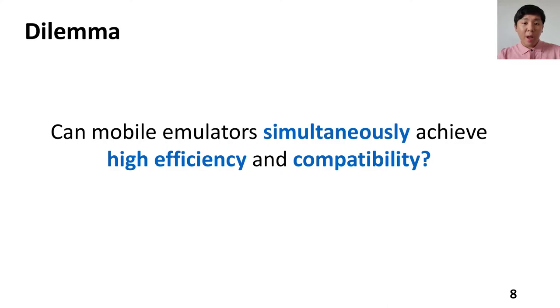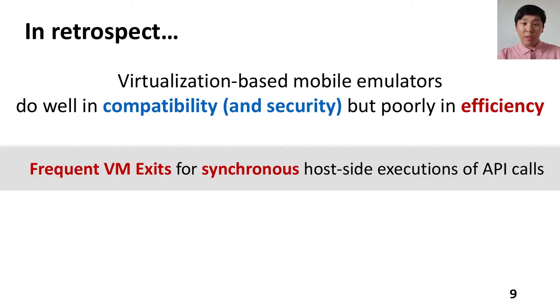That is, can mobile emulators simultaneously achieve high efficiency and compatibility? To answer the question, let's go back to the beginning, virtualization. It is not hard to notice that virtualization-based approaches do well in compatibility and security, but poorly in efficiency. And the struggle is mostly due to frequent VM exits for synchronous host-side executions of API calls. As VM exits, the guest is fully stopped and must wait for the host to finish and get back to the guest. The resulting long path is a nightmare to any system.